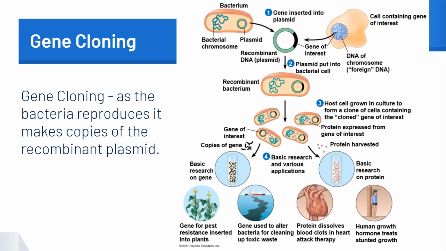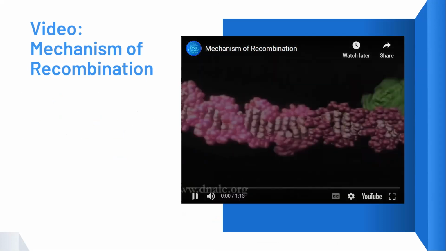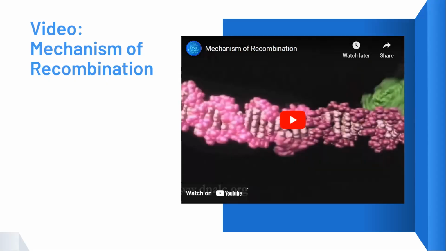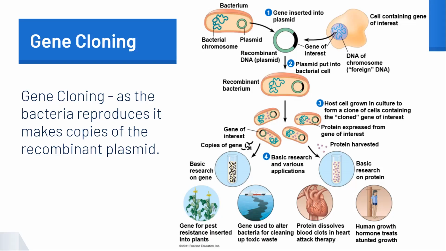So gene cloning is using the bacteria as a host to make copies of the gene that we're interested in. I'm not going to show this video. I will post a link to it in Schoology so you can go back and watch it on your own. So that's recombinant DNA technology. And let's go back real quick to that.